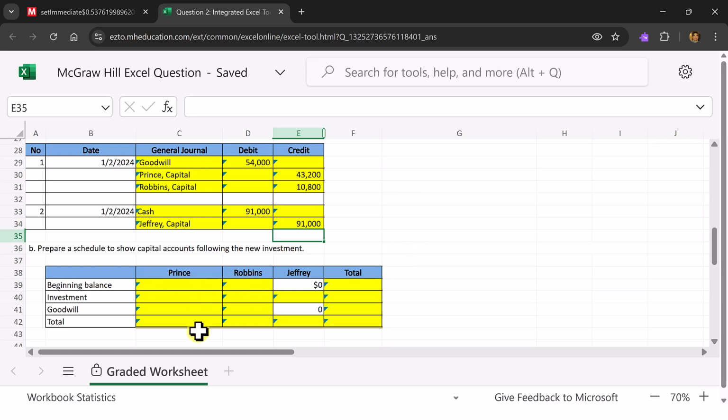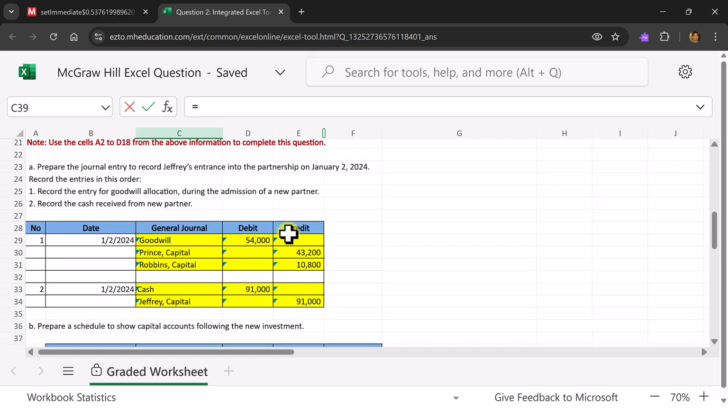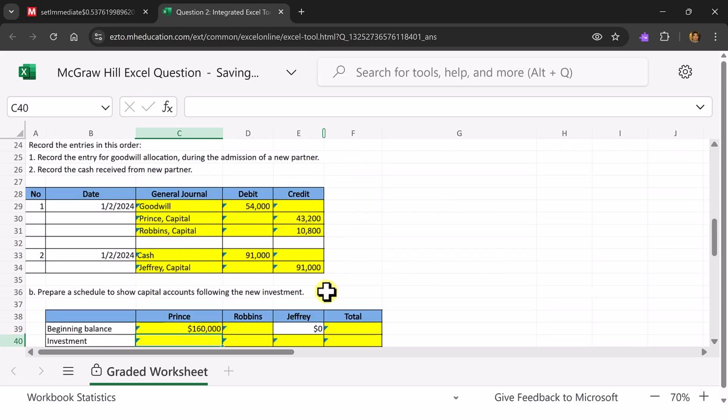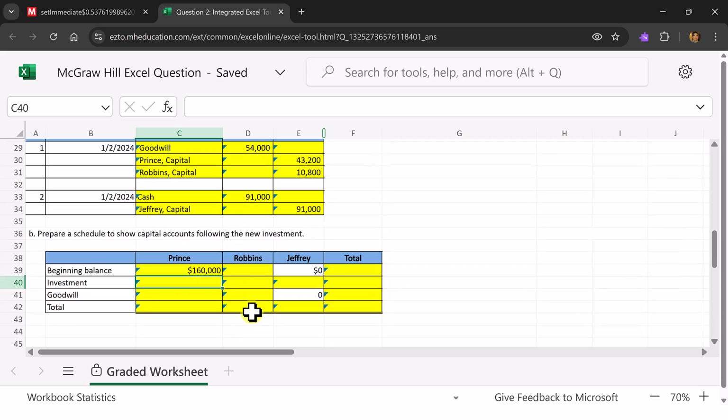So let's try to fill in this table here. So Prince starts off with a capital balance. Again, the beginning here. 160. I'll tell you what, let's do a total down here. And we'll see the totals increase or change with the numbers we enter up here. So let's go equal sum. Can I do Alt equal? That looks good. And I enter and copy this formula across all the columns.